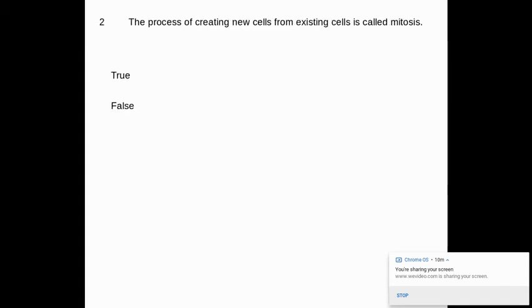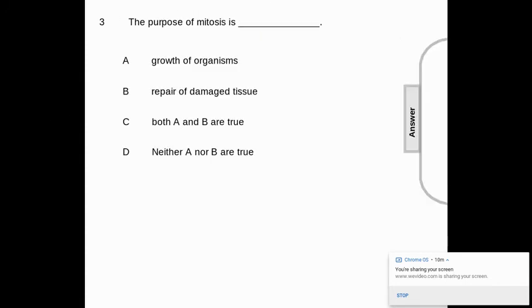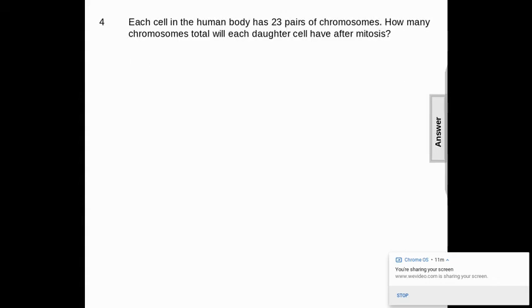2. True or false? The process of creating new cells from existing cells is called mitosis. True. 3. The purpose of mitosis is, remember, mitose, body. Is it to help us grow? Is it to help us repair? Is it both A and B, or is it neither A or B? The answer is both A and B. The purpose of mitosis is to help us grow and repair damaged tissue.